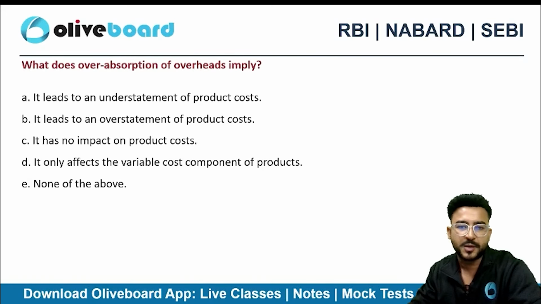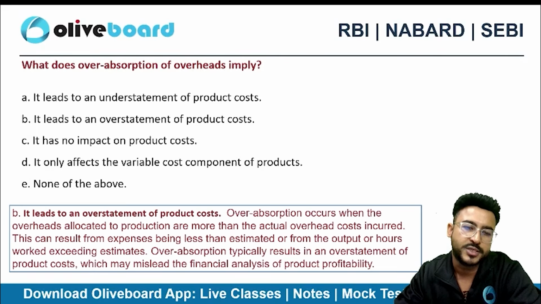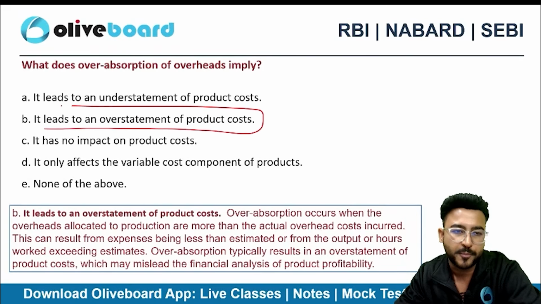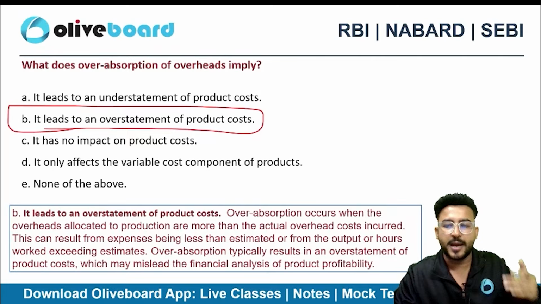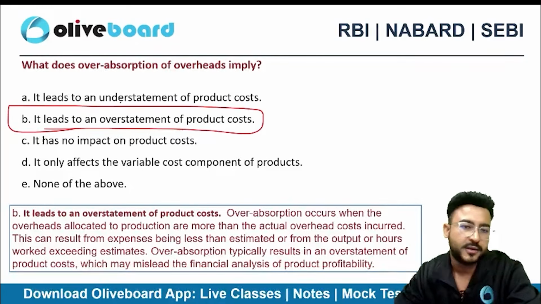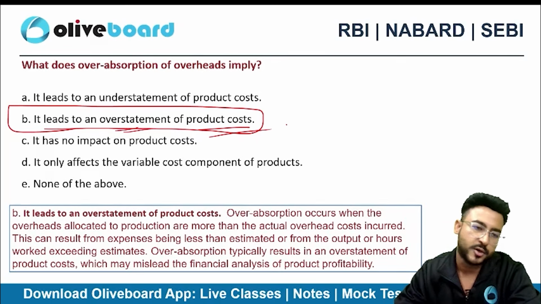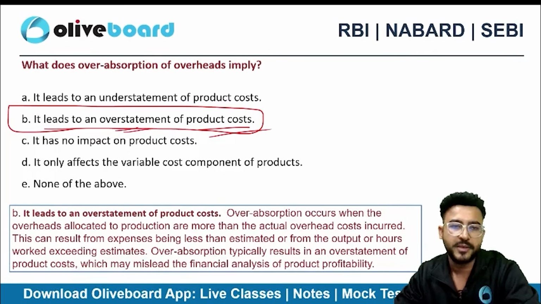Over absorption means you have done an overcharging. That's why it leads to an overstatement of your product cost, right? उतना आपको चार्ज ही नहीं करना था जितना आपने चार्ज कर लिया है. That's why you have done the overcharging, and because of that there is an overstatement of the product cost itself. Option B will be the correct choice here.